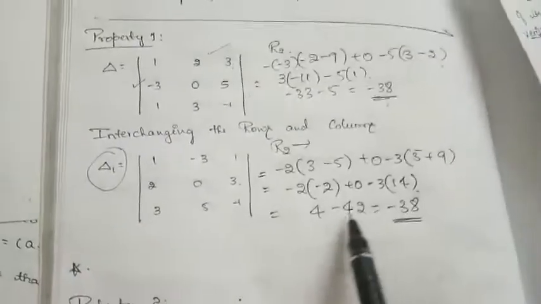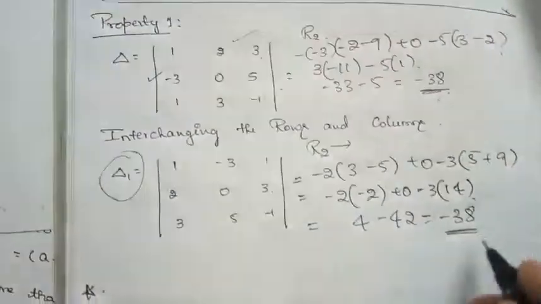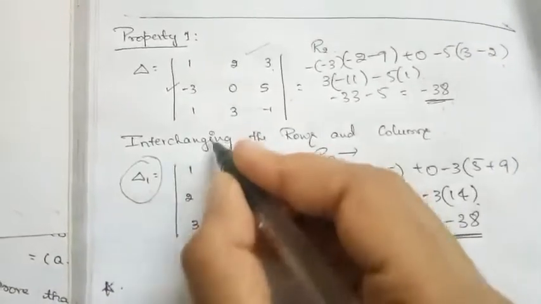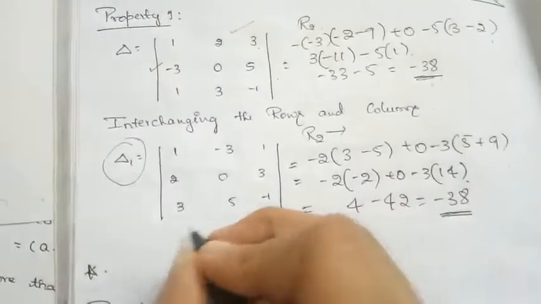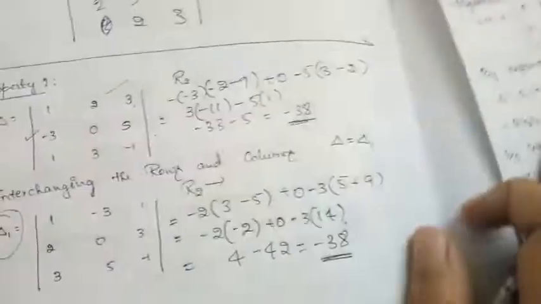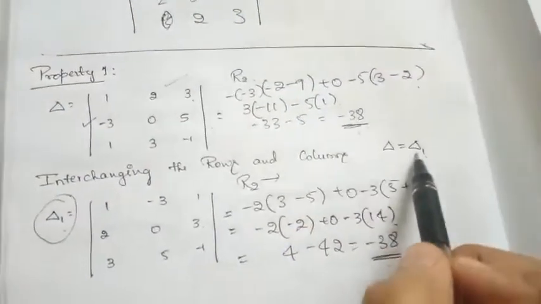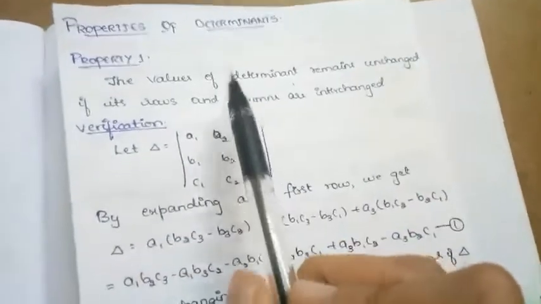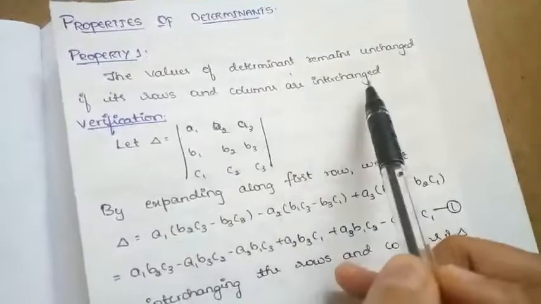So I got the value of the determinant delta as minus 38, and delta 1, which is obtained by interchanging the rows and columns, is also equal to minus 38. So I can say that here delta is equal to delta 1. So the determinant obtained by interchanging the rows and columns has the same value. That is what this first property is saying. The value of the determinant remains unchanged if its rows and columns are interchanged.